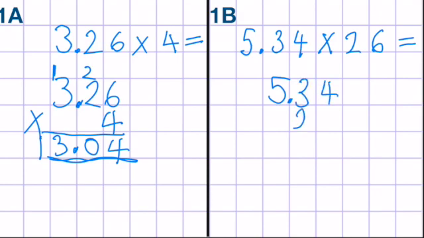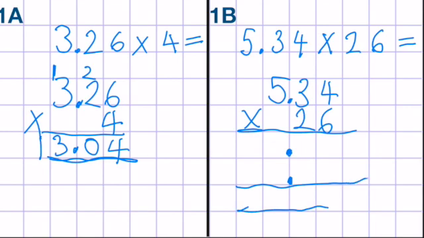5.34, and let's write 26 underneath. Our multiplication symbol, we're going to put a decimal place there and there because we are multiplying by a 2-digit number. We're going to have 2 rows. And I'm also going to put a decimal place for when I total up my 2 answers. 6 times 4 is 24. Let's put our 4 there, our 2 there. 6 times 3 is 18, plus 2 is 20. A 0 here, a 2 here. 6 times 5 is 30, plus 2 is 32.